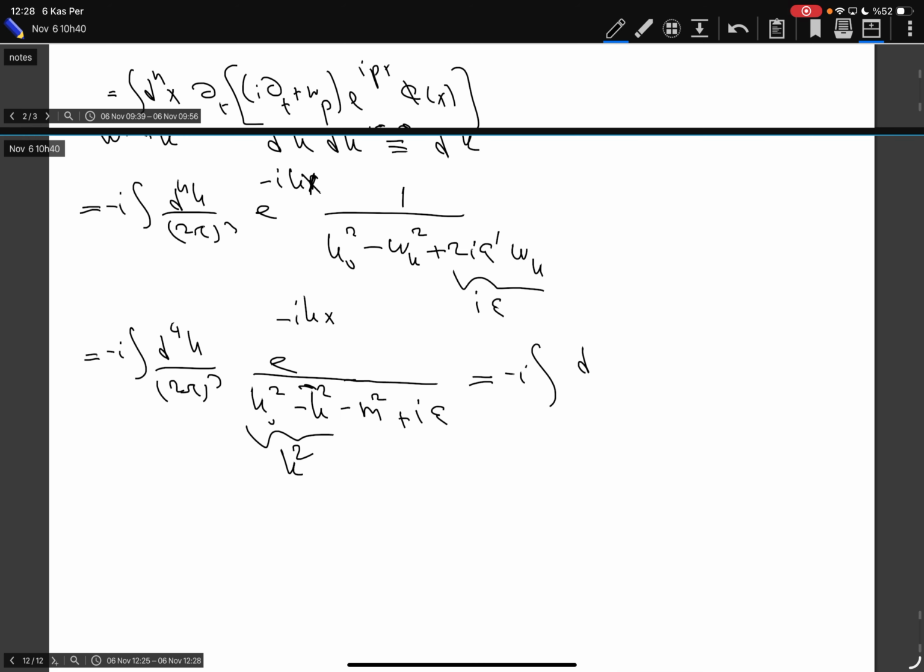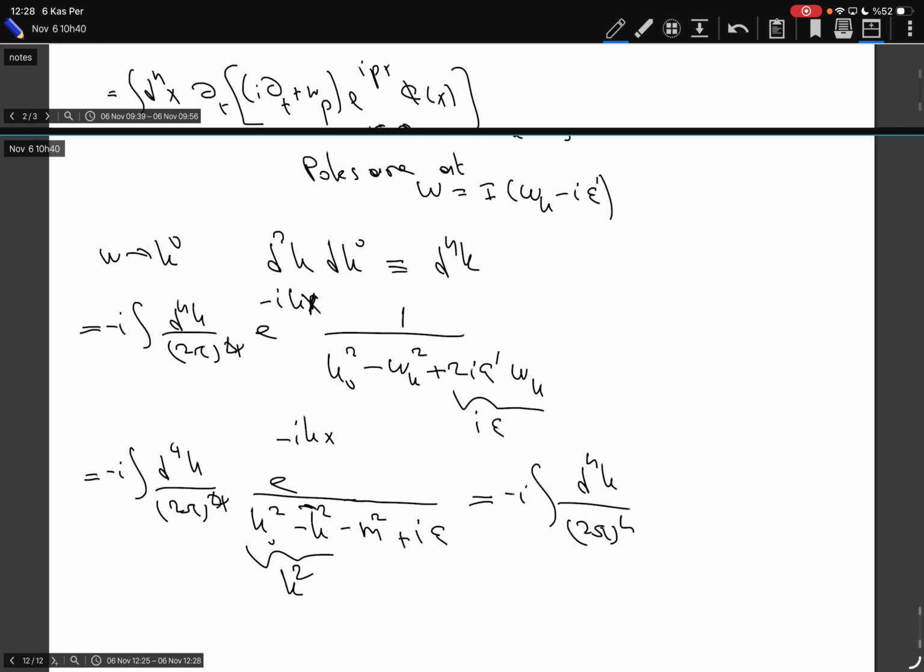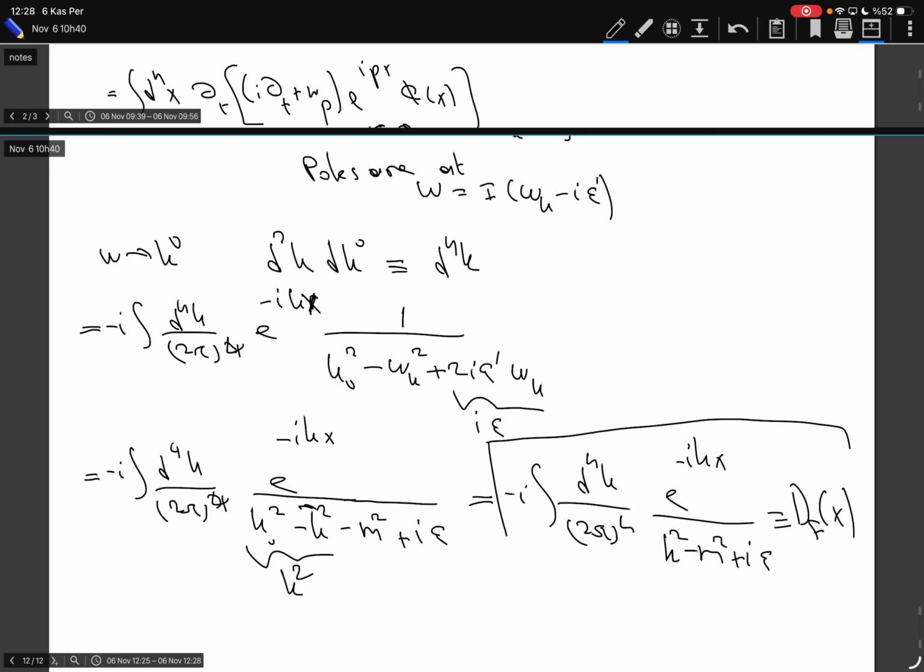d4k divided by 2 pi to the 4. Remember, there is another 2 pi i here. i becomes minus i. 2 pi makes this 2 pi to the 4. e to power minus i k x divided by k squared minus m squared plus i epsilon. Okay, so this is called the Feynman propagator. At least this is one way of deriving the Feynman propagator.